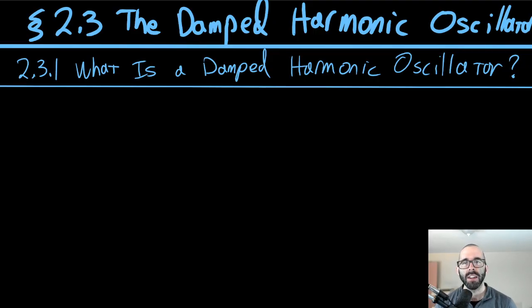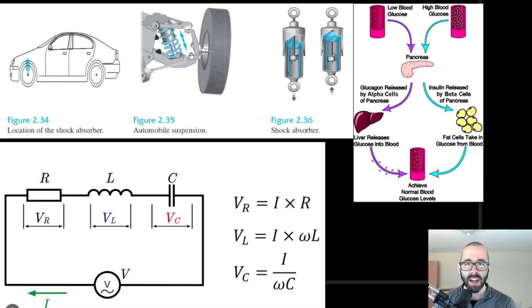Now, let me tell you something. The damped harmonic oscillator is more than just springs. And first off, springs are pretty interesting. There's a lot of things that we can do with springs, but we're going to be talking about things that are more than just springs here. So as some examples, we have some pictures. The natural thing to talk about is springs, of course, for the damped harmonic oscillator.